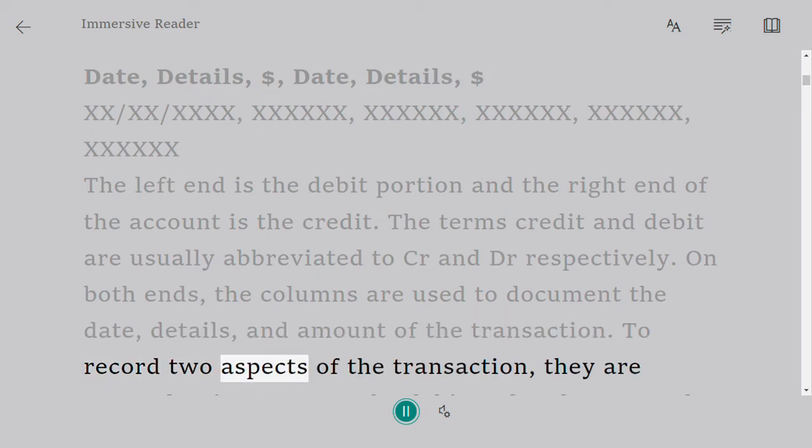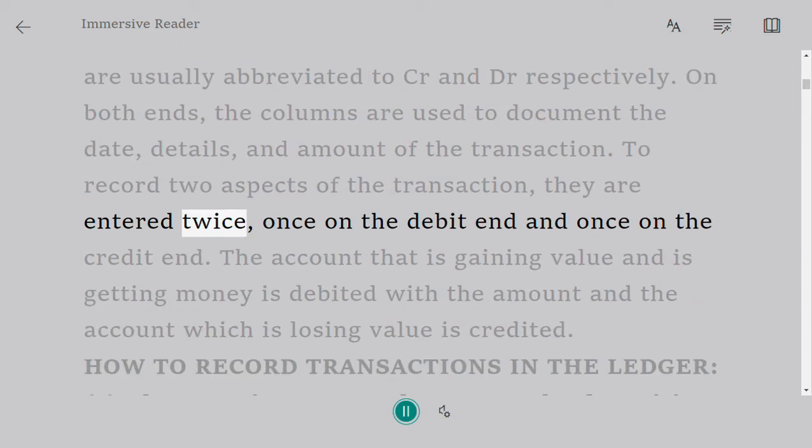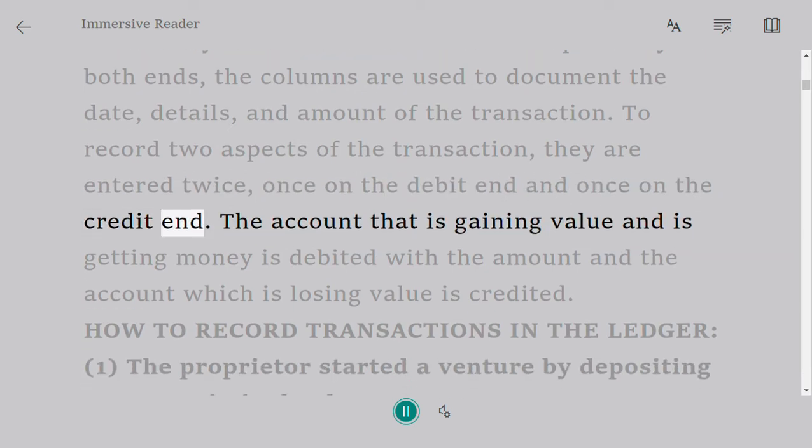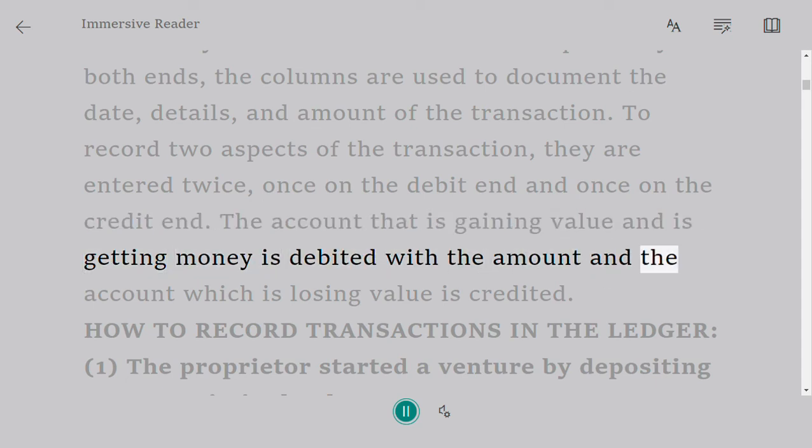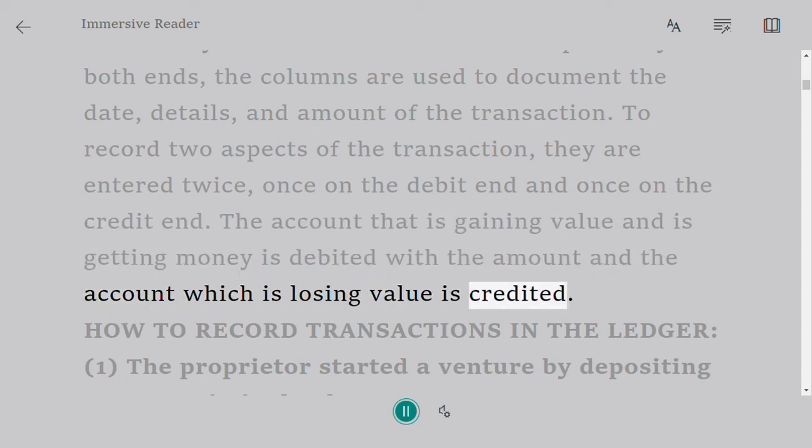To record two aspects of the transaction, they are entered twice, once on the debit end and once on the credit end. The account that is gaining value and is getting money is debited. The amount on the account which is losing value is credited.